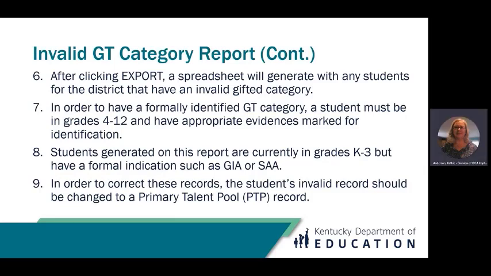After clicking Export, a spreadsheet will generate with any students for the district that have an invalid gifted category. In order to have a formally identified GT category, a student must be in grades 4 through 12 and have appropriate evidence marked for the identification. Students generated on this report are currently in grades K through 3, but somehow have received a formal identification, such as GIA or SAA. In order to correct these records, the student's invalid record should be changed to PTP.